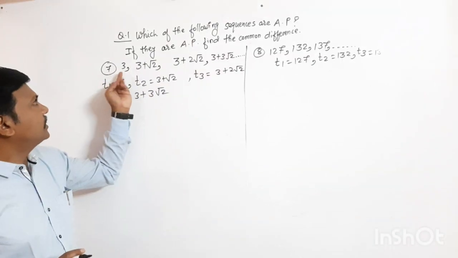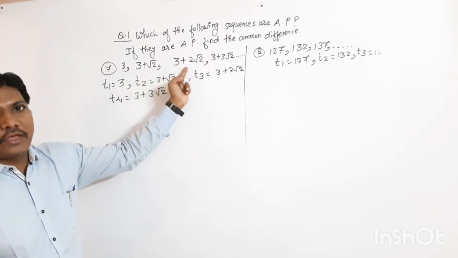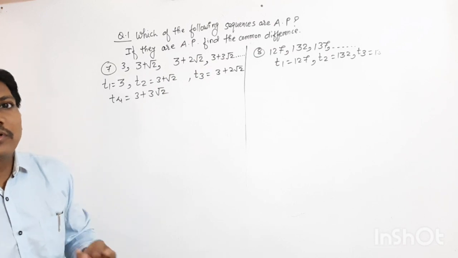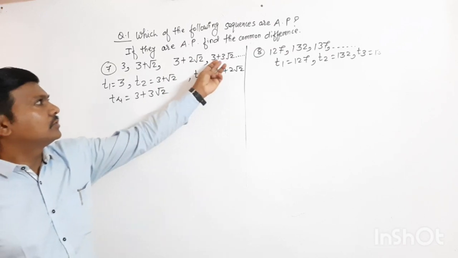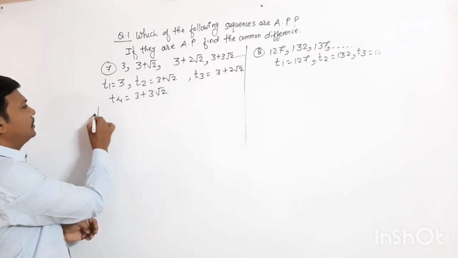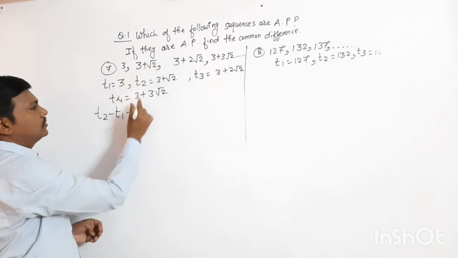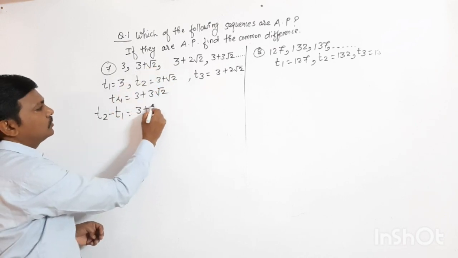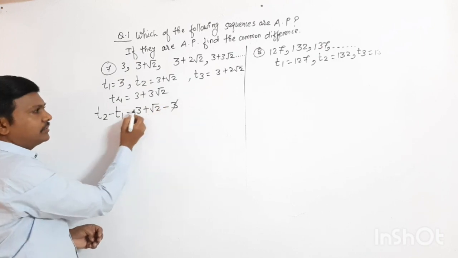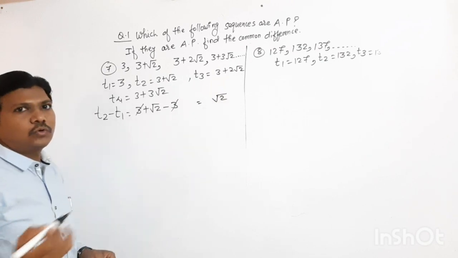In this question, T1 is 3, T2 is 3 plus root 2, T3 is 3 plus 2 root 2, and T4 is the fourth term, that is 3 plus 3 root 2. So we write all these terms and then find the common difference, that is T2 minus T1. So see, second term, that is 3 plus root 2, minus first term, which is 3. So minus 3 plus 3 get cancelled, and the answer is root 2.